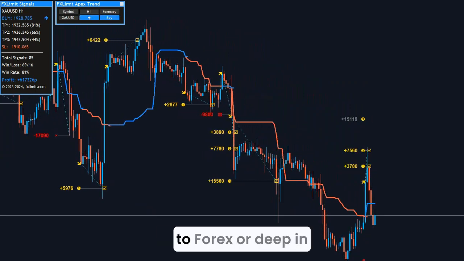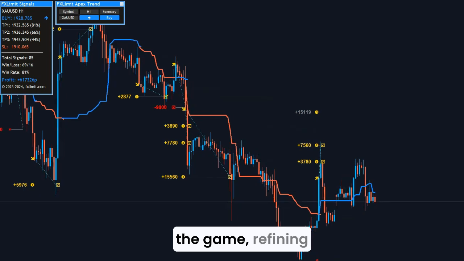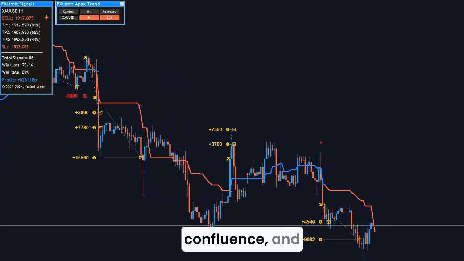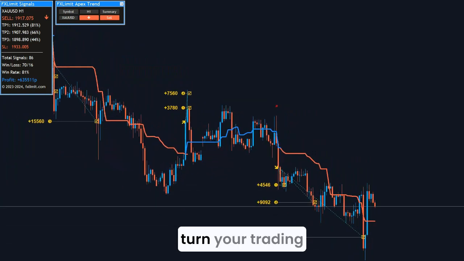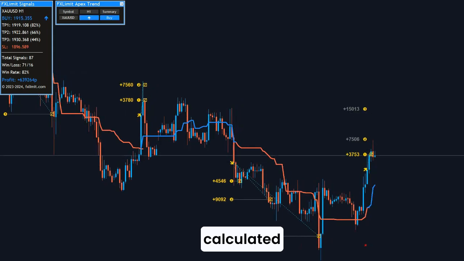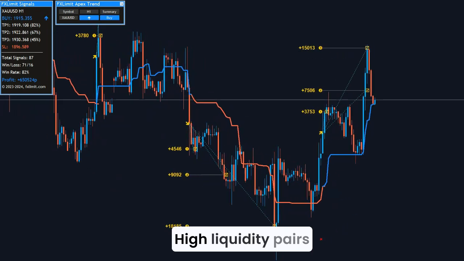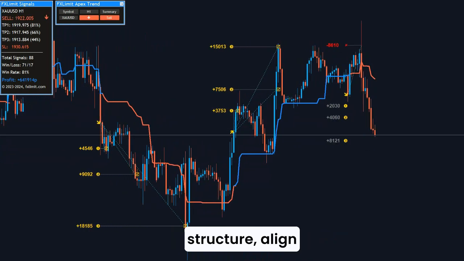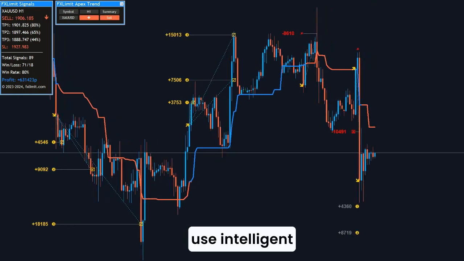So whether you're new to Forex or deep in the game, refining your chart analysis with proven techniques, clean confluence, and reliable tools can turn your trading from guessing to calculated execution. High liquidity pairs are unforgiving, but if you respect the structure, align with the trend, and use intelligent tools, you give yourself the edge.